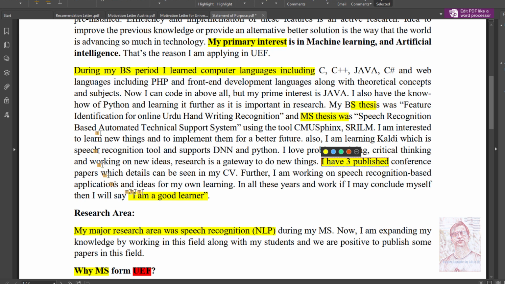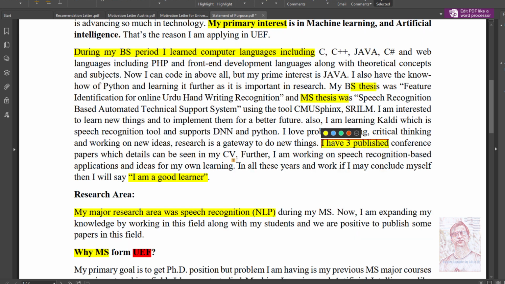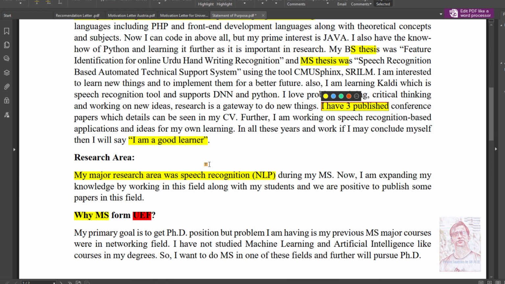So you can see in this paragraph I am overall mentioning the details of what I have done and what I can do. Maybe "can do" is not, but mostly what I have done. In the next section, I'm going to discuss my research area.